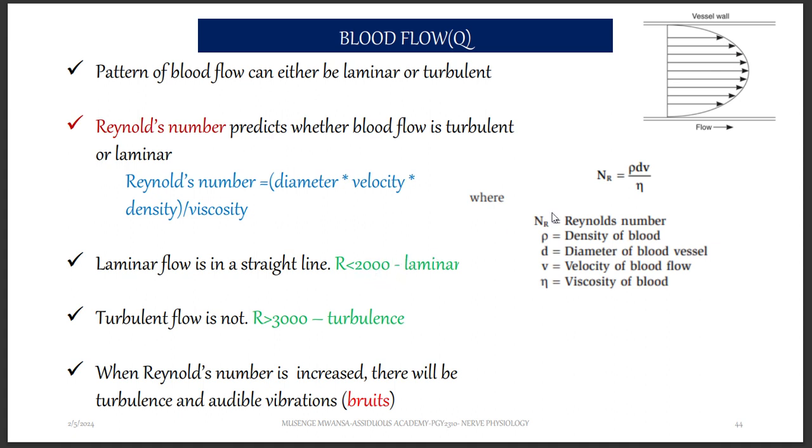Now remember, if the Reynolds number is small, it means that one of the quantities on top of this equation is small. So when we increase any quantity on top, the Reynolds number is going to increase, and that becomes turbulent flow. That is why when blood is moving very fast, it is not going to move in a straight line, it's going to be turbulent. In that case, you are also going to hear some noise, audible vibrations, as the blood is moving. Reynolds number is going to be greater than 3000.